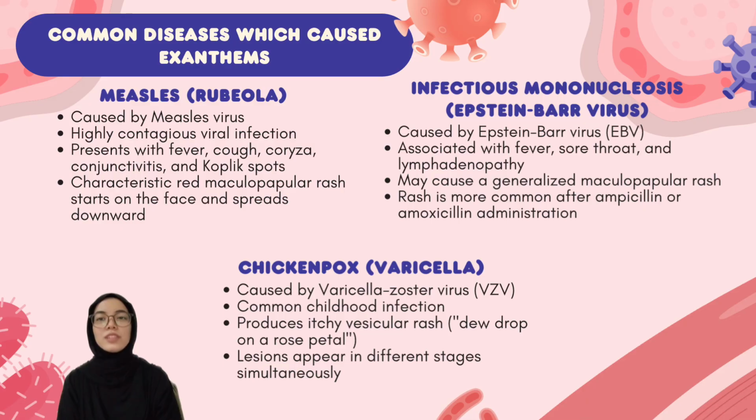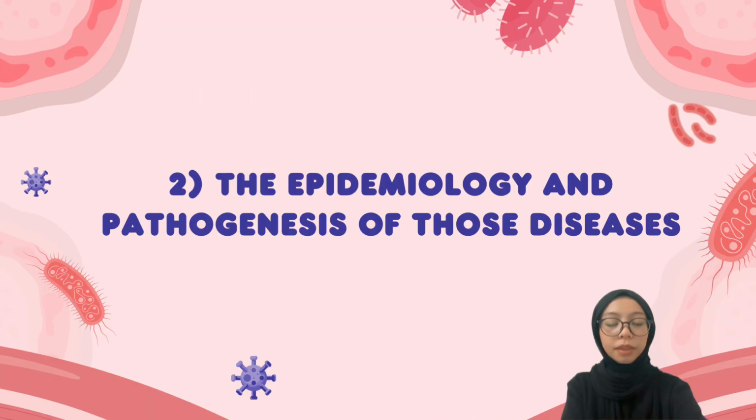Lastly, we have chickenpox that is caused by varicella zoster virus. It is a common childhood infection. It will produce an itchy vesicular rash that appears as a dewdrop on a rose petal. The lesions will appear in different stages simultaneously. So next, I'm going to move on to the pathogenesis and also epidemiology of those diseases.